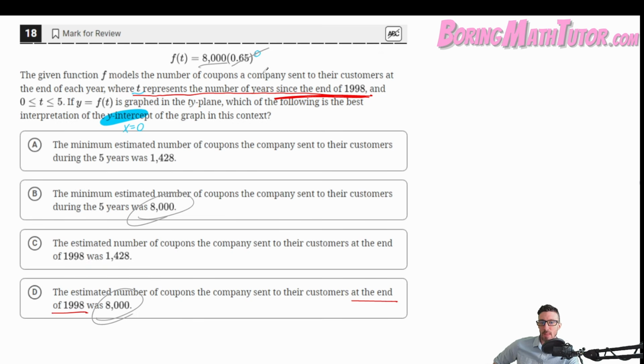But wait a second. If T was equal to 0, if we were 0 years since the end of 1998, then when are we? We're at the end of 1998. So yes, that is definitely the one you're going to want in your answer choices. That phrase needs to be in there, at the end of 1998. Very, very common problem. I like to call these problems the zero numbers, where you're going to be sticking in 0 somewhere, often for time.